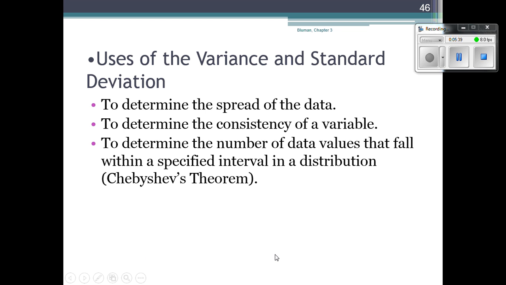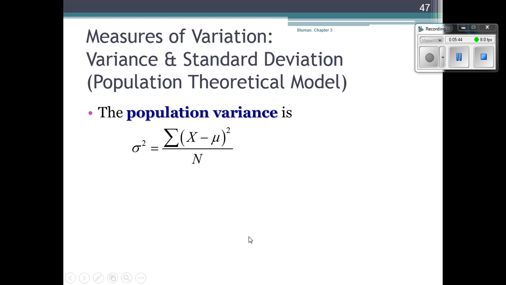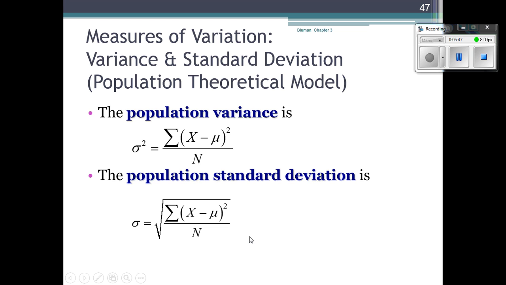I'm going to skip this part because we're not going to be going into that today. So here are your formulas for population. Remember, the formula for population and sample is the exact same, except with a sample, you're going to use n minus 1 down here. So population variance is sigma squared equals the sum, or sigma, of x minus mu, squared, divided by the number of items in the population. And then your standard deviation is the exact same formula, just the square root of it.